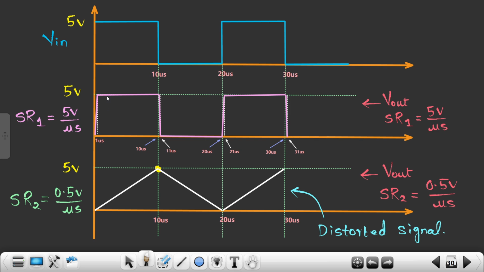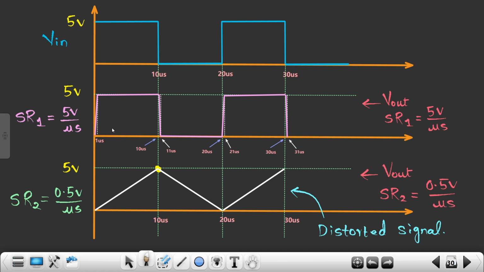This is my input signal, which is traveling from 0 to 5 volts. At 0 second, it is 5 volts, and at 10 microsecond, it is 0 volts. At 20 microsecond, it is 5 volts again, right? Since we are dealing with a buffer amplifier circuit, at the output side I should get the same signal, right?